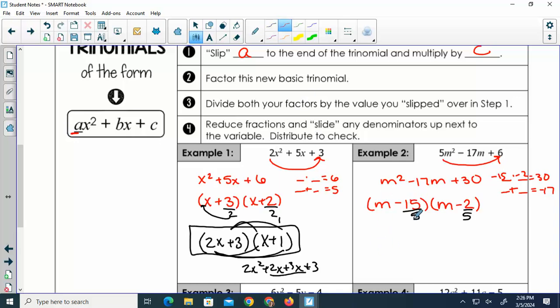Okay, 15 divided by 5 is 3. That's not a fraction, so we just keep it. It's m minus 3. Can you reduce 2/5? No, so we just slide the 5 back in front of that m. So then it's 5m minus 2. We don't have any fractions left at the end.